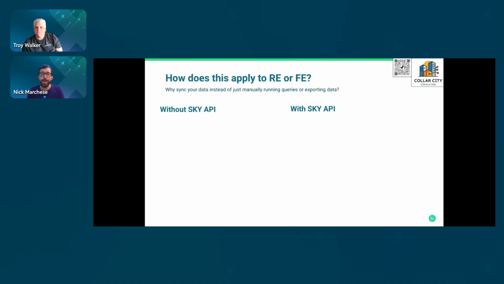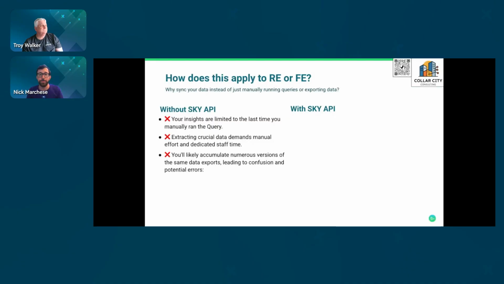All right, so how does everything I just said in the last 4 minutes apply to RE or FE? Without Sky API, your insights are limited to the last time that you manually ran your query. Extracting crucial data demands manual effort and dedicated staff time. You'll likely accumulate numerous versions of the same data exports, leading to confusion and potential errors, right?